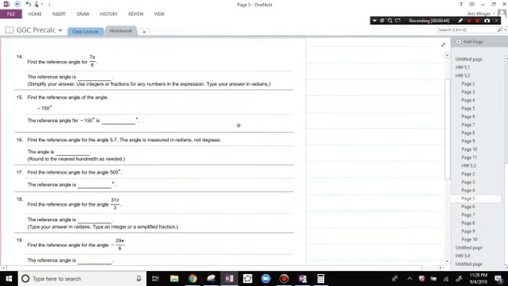Seven pi over 6 has a reference angle, as you might imagine, of pi over 6. Just subtracting 7 pi over 6 minus 180, which is pi. For an angle like 150, we need to just add 180. So you're just adding or subtracting multiples of pi to get to the first quadrant.